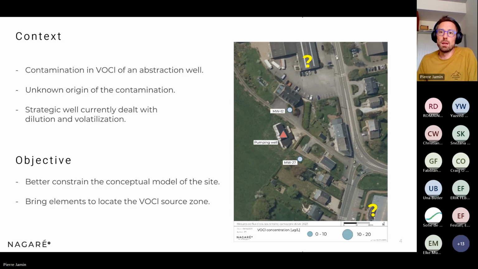So our objective there was mainly to better constrain the conceptual model of the site, with the ultimate goal to bring elements to locate the source of chlorinated solvents. To reach this goal, we suggested to apply a flux-based characterization approach.